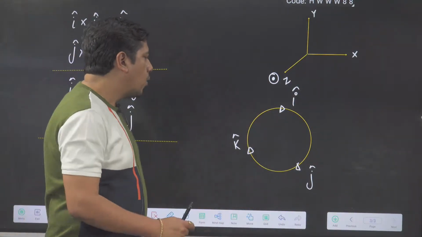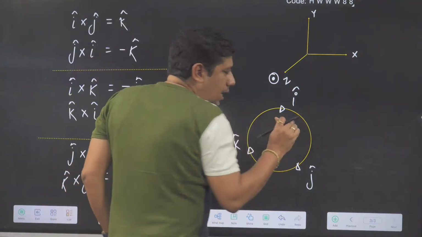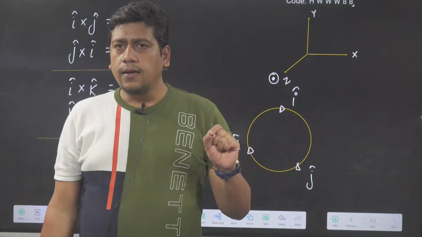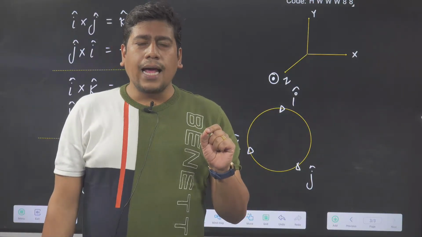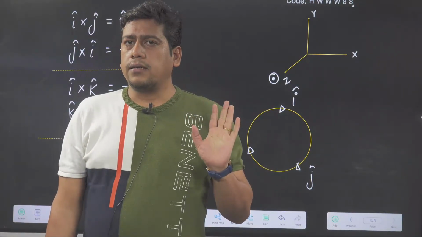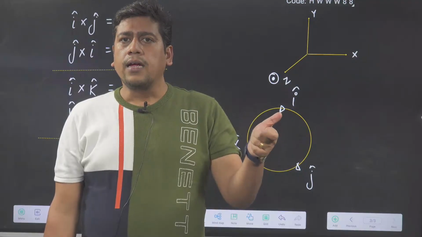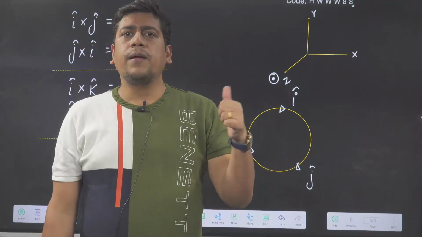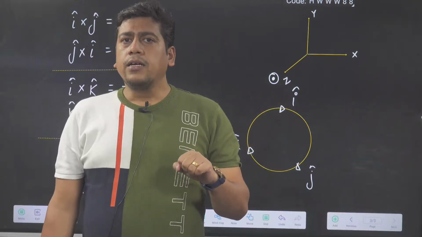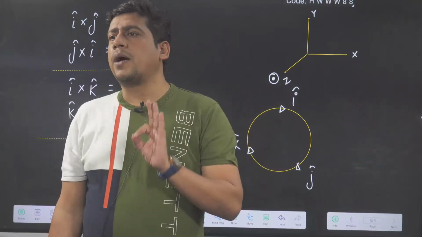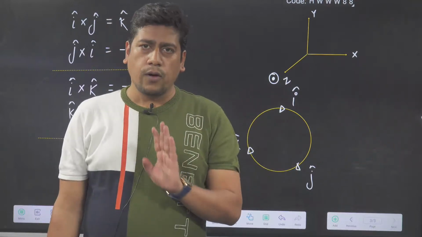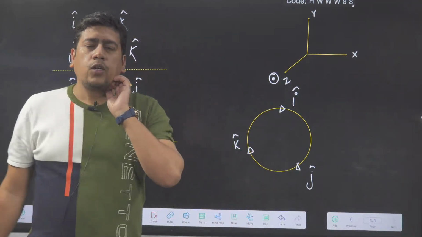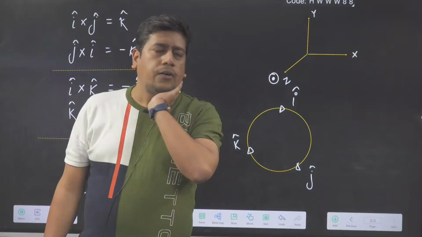Second thing, if you are taking I cross J, then you should understand the answer will be either K or minus K. I cross J can never be I. I cross J can never be J. So I cross J will be either K or minus K. So confusion should be only in plus or minus sign, nothing else. First of all, this should be clear. Now, whether to put plus sign or minus sign, what is the trick?